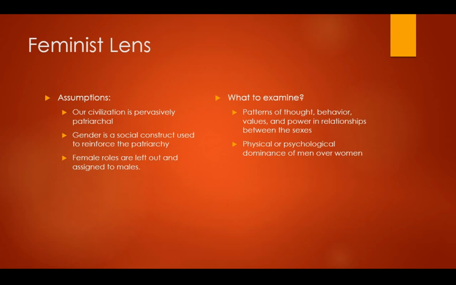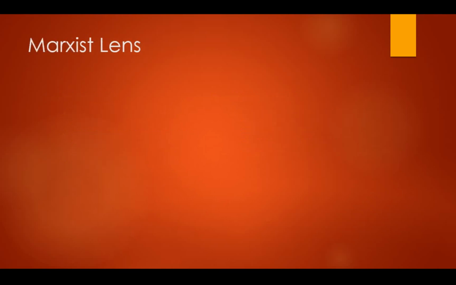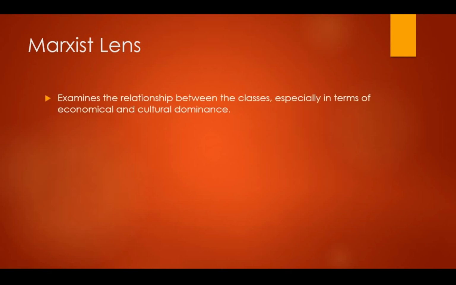But we're going to go ahead and move on to our second lens, the Marxist lens. The Marxist lens is based on the ideas of Karl Marx, which really looked at economic and cultural equality. So the Marxist lens examines the relationship between the classes, especially in terms of economic and cultural dominance.